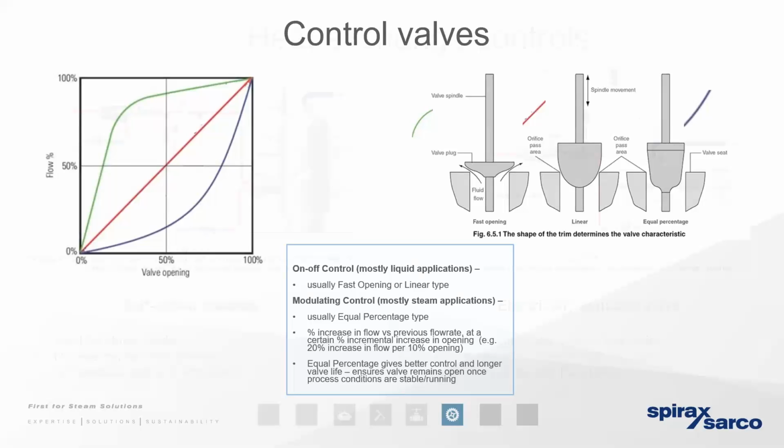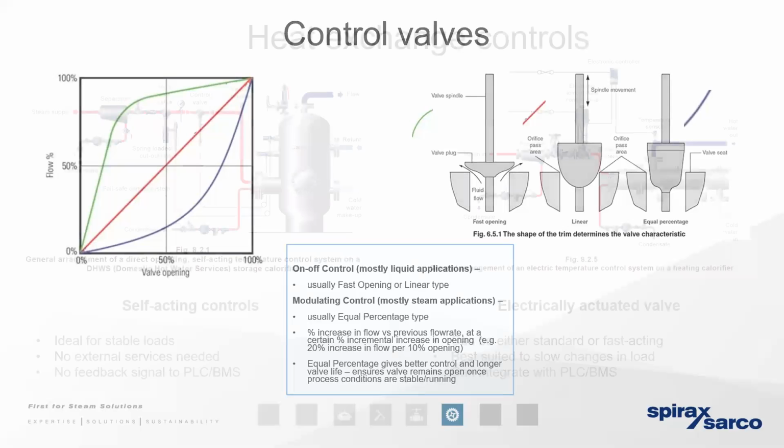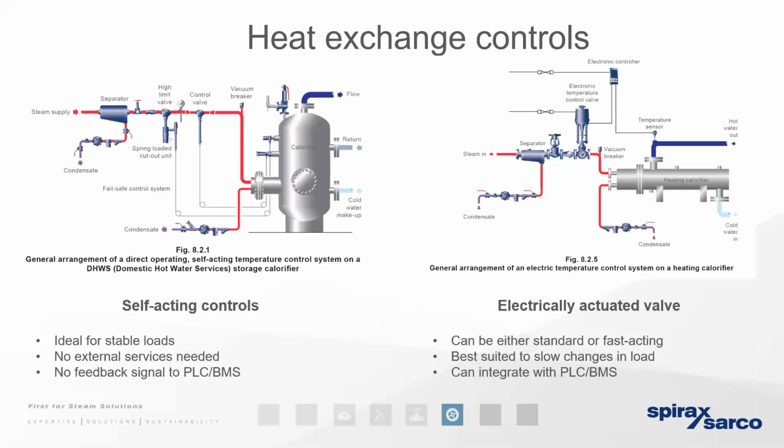So if we've got a huge buffer of hot water on the secondary side that's taking heat energy on relatively slowly, then a self-acting valve will suffice. But if we're generating hot water from steam instantly and on demand, then that release of energy needs to be controlled very, very accurately and reliably. So we need to move towards a control valve wherever we possibly can.